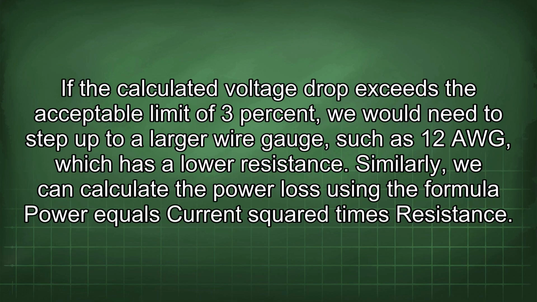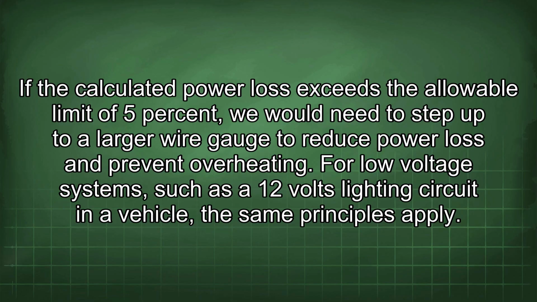If the calculated voltage drop exceeds the acceptable limit of 3%, we would need to step up to a larger wire gauge, such as 12 AWG, which has a lower resistance. Similarly, we can calculate the power loss using the formula power equals current squared times resistance. If the calculated power loss exceeds the allowable limit of 5%, we would need to step up to a larger wire gauge to reduce power loss and prevent overheating.